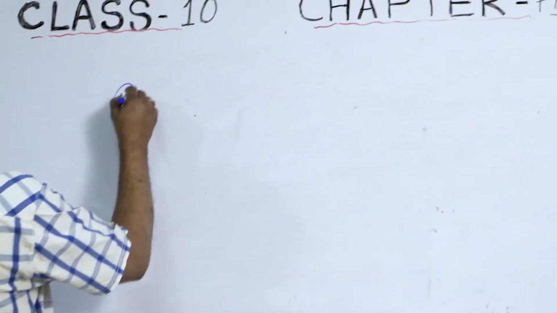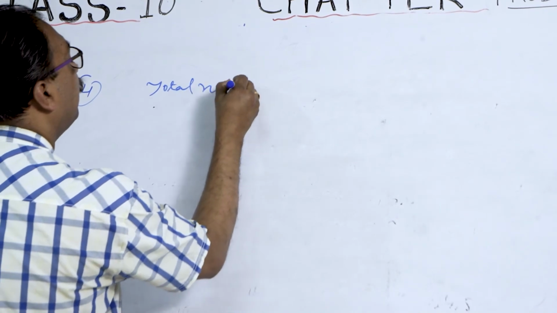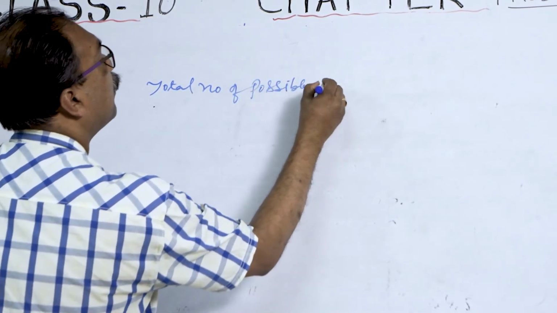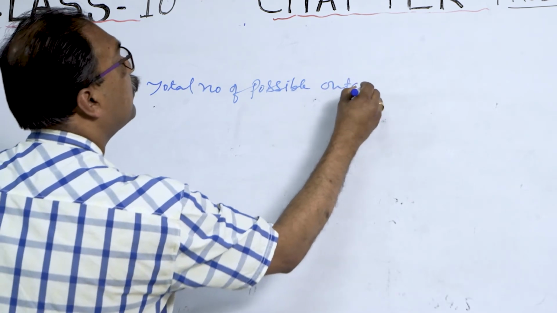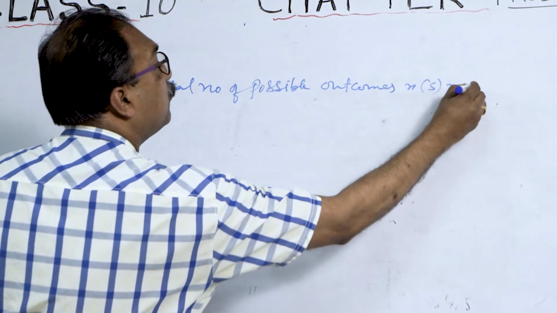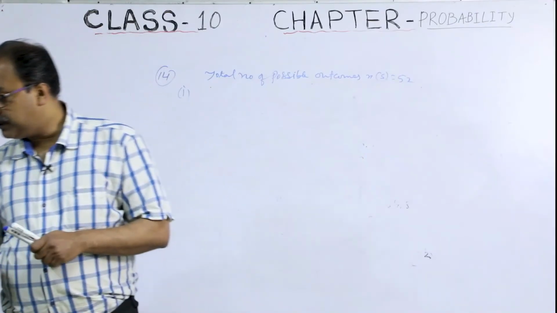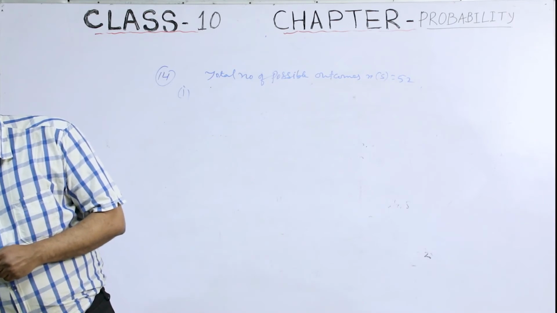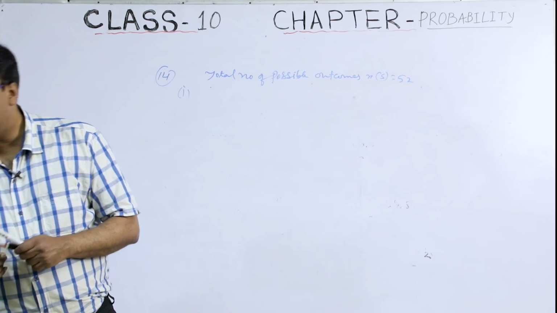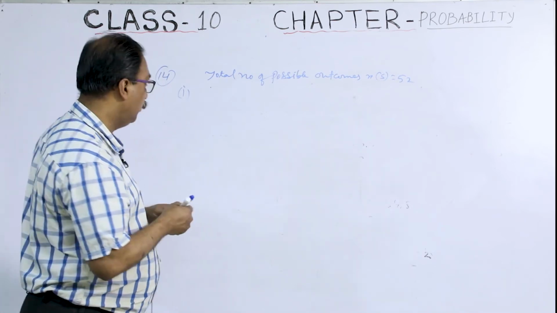For question 14, total number of possible outcomes. You already know in playing cards, n of S is equal to 52. Then we will solve one by one. What is the first question given? A king of red color. How many kings are there in red color? One is hearts king, one is diamond king, 2.